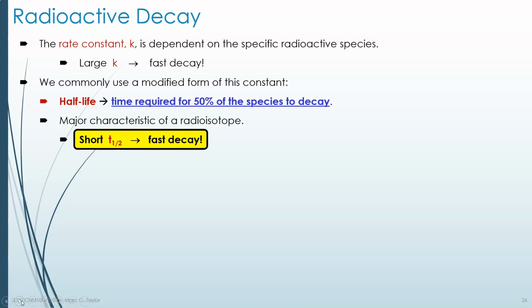So a short half-life, and we abbreviate half-life with the symbol T sub 1/2, means a very fast rate and a fast decay. If it takes a short amount of time for its half-life, that means it only takes a short amount of time for half of it to be converted.